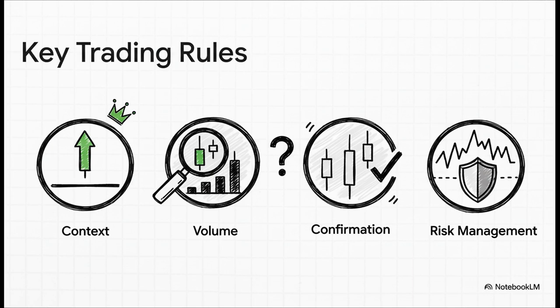First off, context is king. A pattern that shows up at a really significant price level, like a previous high or low, is way more powerful. Second, look at the volume. Think of volume as the amount of conviction behind a move. A pattern that forms with high trading volume is much more reliable. And as we've said, and I'll say it again, always wait for confirmation from the next candle. And finally, always have a plan to manage your risk, like knowing where you'll get out if the trade goes against you. Following these rules is what separates analysis from just guessing.